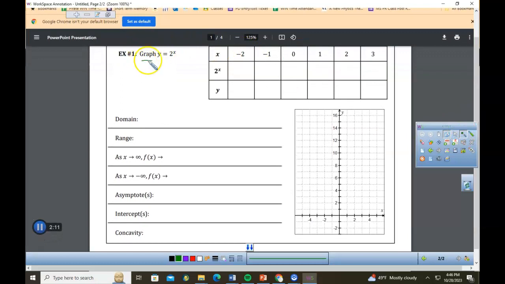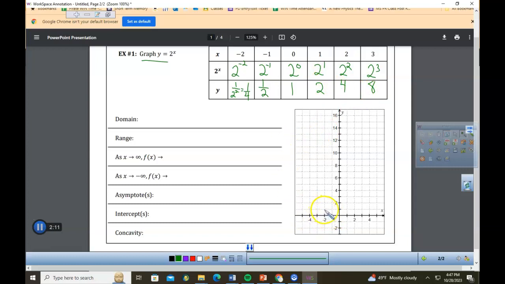Alright, let's graph this piece and then come up with the characteristics. So when I plug in -2 for my x, what's a negative exponent do? Well, it moves to the bottom. Do y'all remember that? So that becomes 1 over 4. When I plug in -1, it just flips it. I get 1 over 2. When I plug in 0, anything to the 0 is 1. When I plug in 1, I get 2. I think you guys get the idea. 2 cubed is 8.